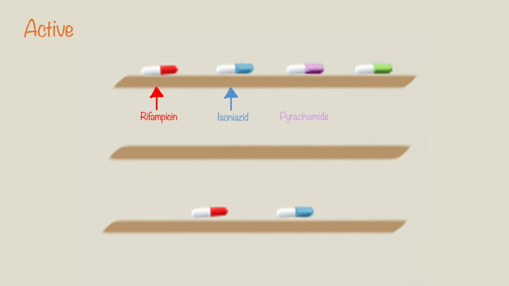pyrazinamide, and ethambutol, which is given for the first 2 months, followed by just rifampicin and isoniazid for the following 4 months.